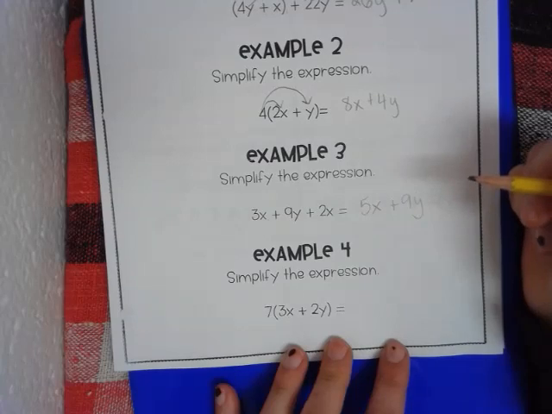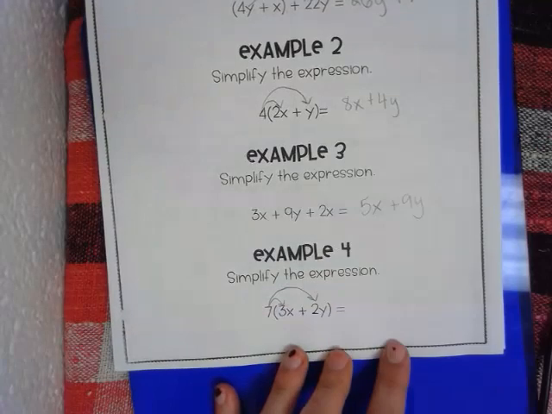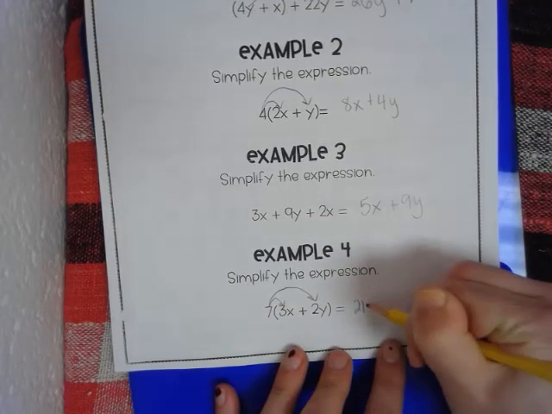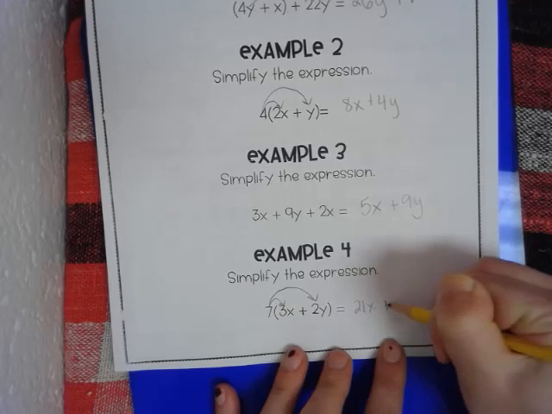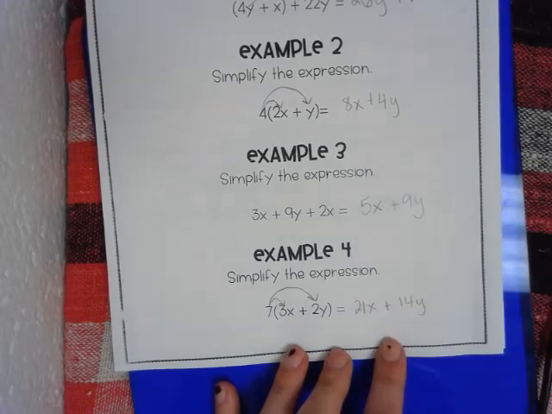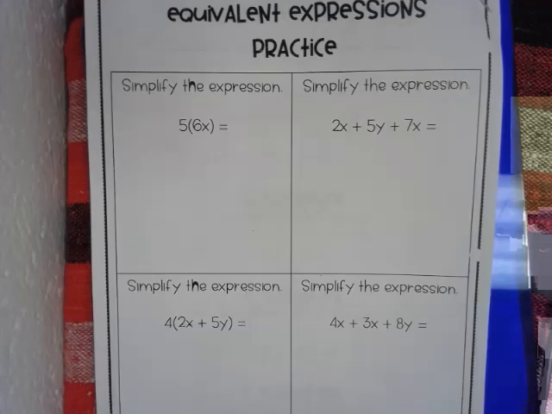Okay, use a distributive property to distribute the 7 to everything inside. So 7 times 3x will give me 21x, plus 7 times 2y is 14y. I cannot add 21 and 14 because they have different variables. Okay. You are going to try to do the back, and then we will go through those.